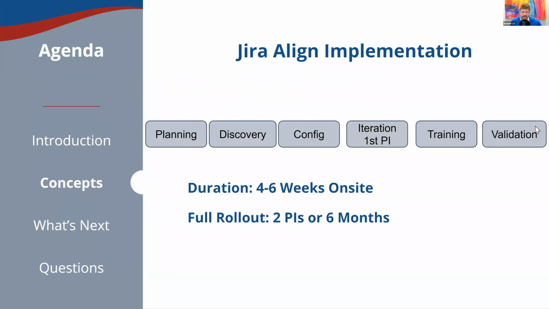Lastly, let's talk about implementation scale for it. It takes a pretty long time, 4 to 6 weeks on site plus two PIs or about 6 months of rollout. This involves planning, discovery, configuration. Your Jira Align partner then takes you through your first iteration, your first PI. That also involves training and then future validation. There's a whole roadmap, much like when you roll out SAFe, there's a whole roadmap for rolling out Jira Align. And it always starts with a pilot team or a pilot train, I should say, in the enterprise. So a bit of a long time, totally worth it if you're running Agile at scale.